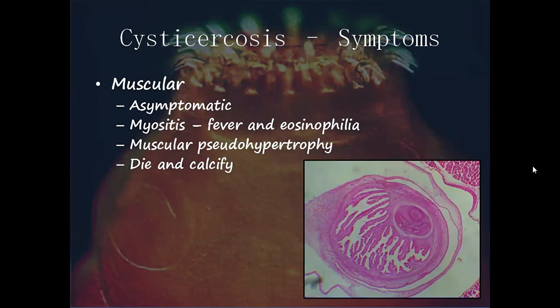So the most common, however, will be muscular cysticercosis, generally asymptomatic. However, they may cause myositis, presenting with fever and eosinophilia. Your muscles may appear abnormally large, which is termed muscular pseudohypertrophy. The cysticercus will eventually die and can calcify in this muscle tissue.